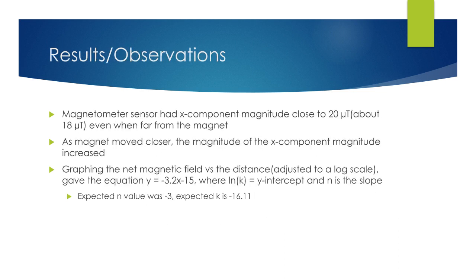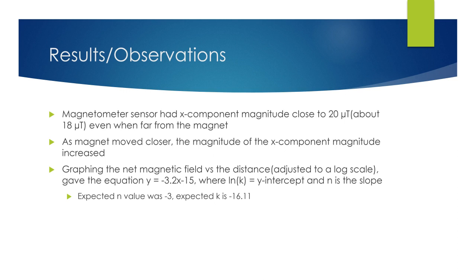Here are my results and observations. I found the magnetometer sensor had an x component magnitude of about 18 mu teslas even when far from the magnet. As the magnet moved closer, the x component increased. When I graphed the net magnetic field versus the distance, I found I had the equation y equals negative 3.2x minus 15, where natural log of k is the y-intercept and n is the slope.